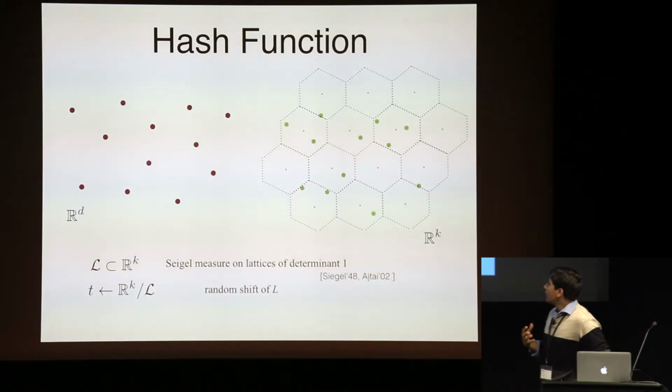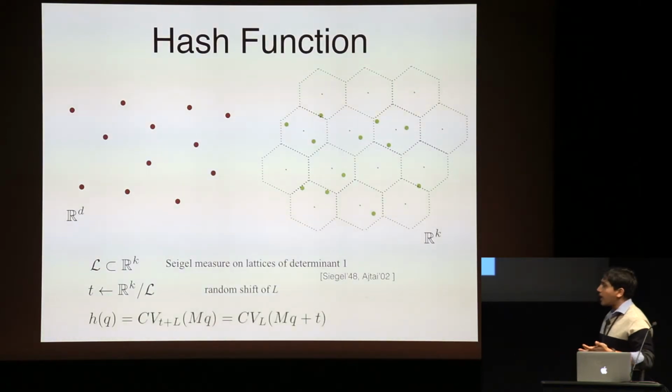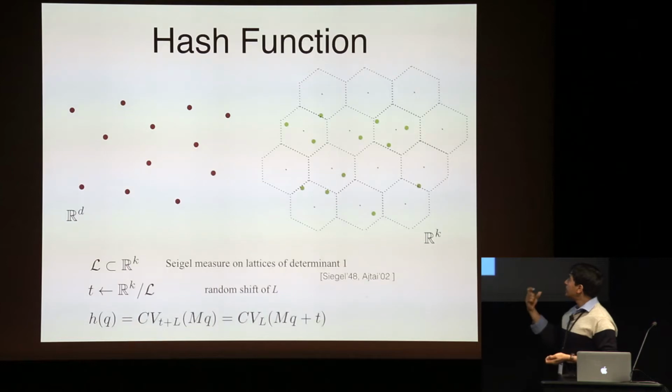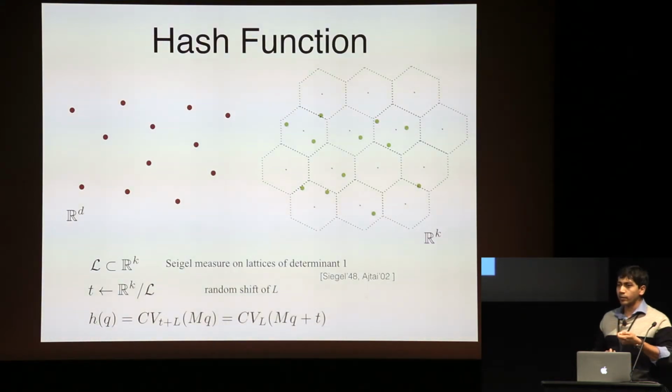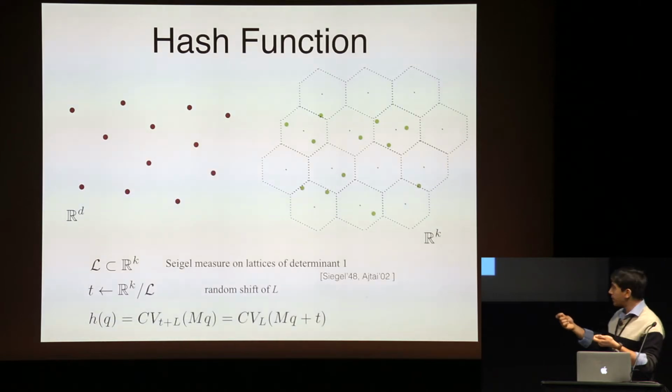And again, similarly, the hash of a point is now defined as the center of the Voronoi cell in which this projected point lies. And just from the properties of the Voronoi cell, this happens to be the closest lattice vector to the shifted and projected point.